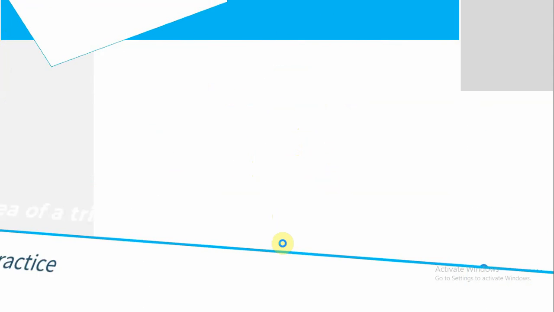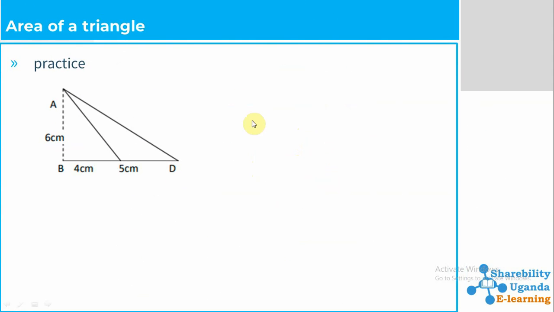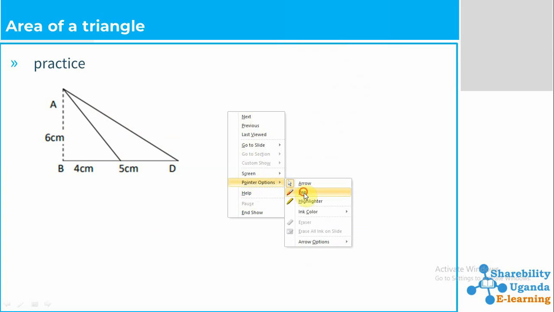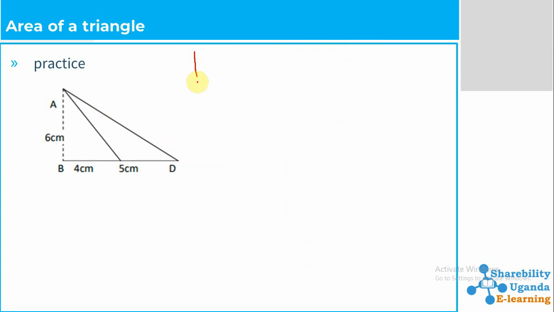You can also look to another figure here which is given. They are saying we should also find the area of this figure. So, for us to find the area of this figure, we should be able to know the formula. We know our formula of area is going to be equal to a half times the base times the height.